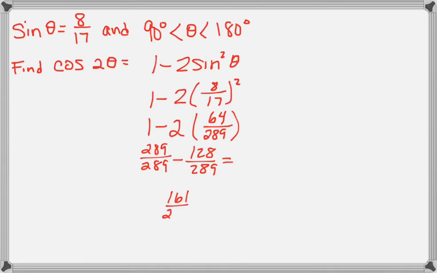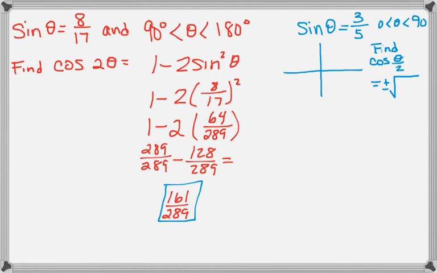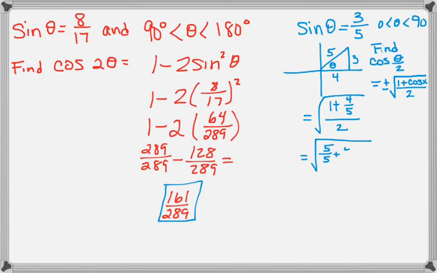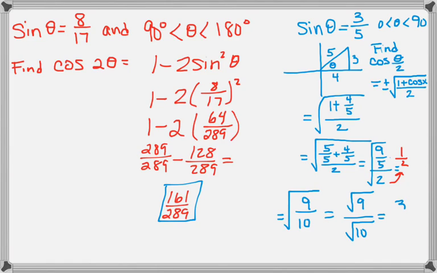So what I did was I said, well, I don't need to do anything extra. I'm just going to plug that in, square that number, multiply by 2, get a common denominator, subtract the top, keep the bottom. Same thing here, except it's in radicals.